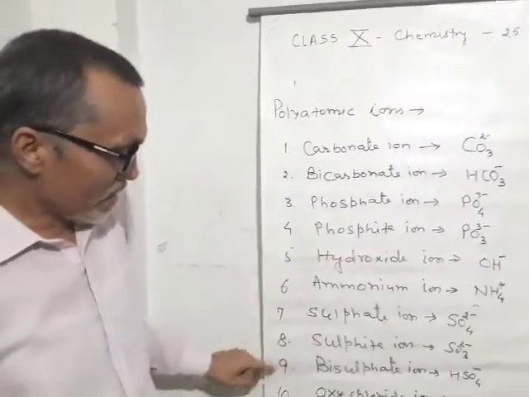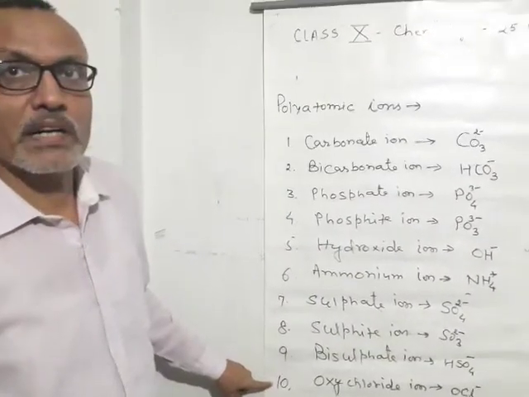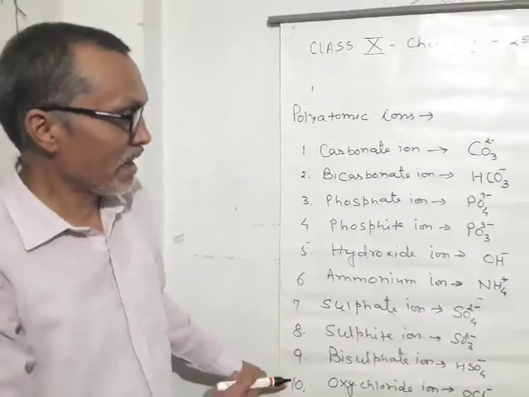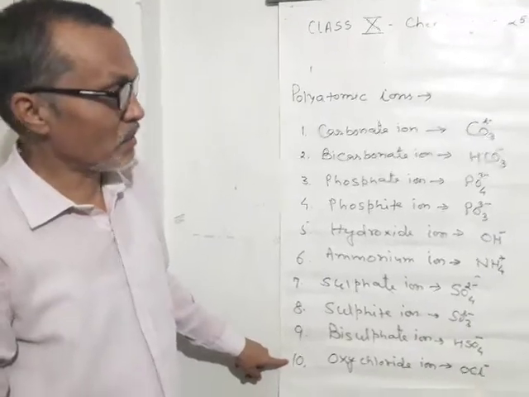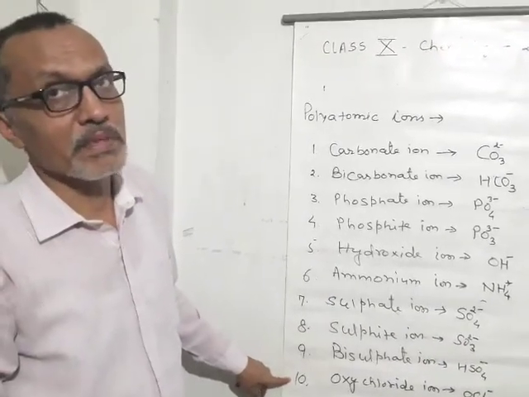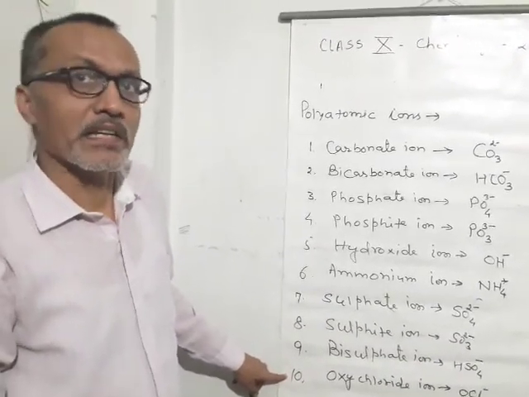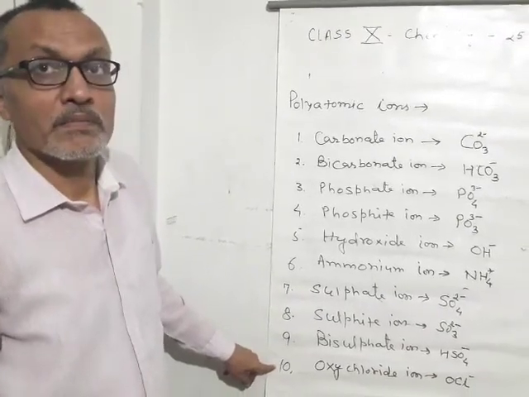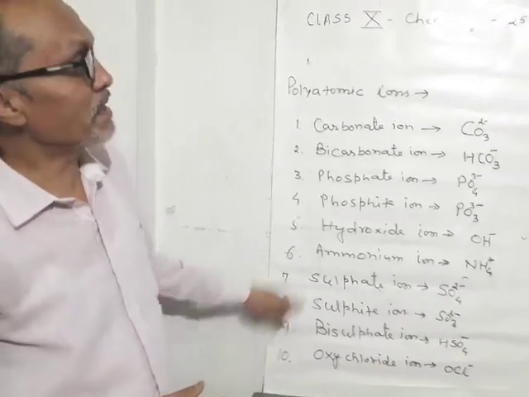These are the 10 polyatomic ions I have written. Note them in your copy and remember them. And further, in the next class, I will tell you about the chapter.